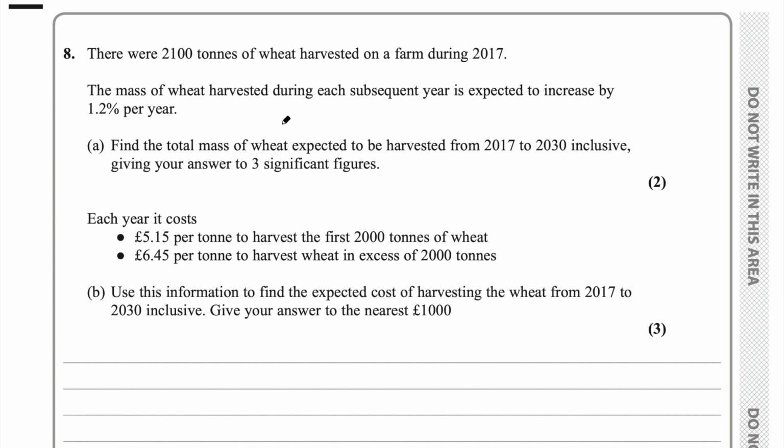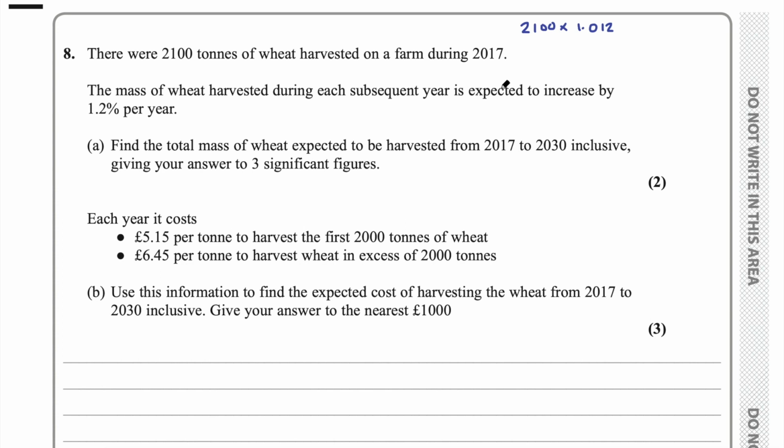So if we start with a certain amount and we multiply that amount by the same thing each time, what sort of sequence do we call that? We call that a geometric sequence. So to start off, to increase something by 1.2%, we'd multiply 2,100 by 1.012 to get the next year. And then we'd do the same thing the year after that, multiply by 1.012. And we're multiplying by the same thing. And so it's a geometric sequence.